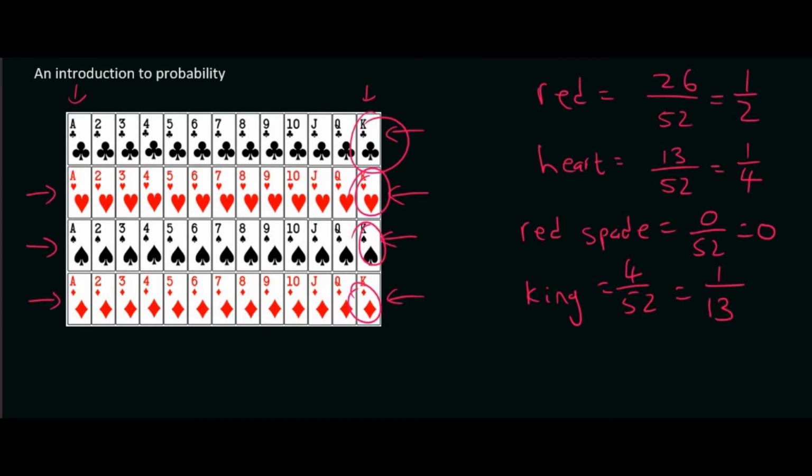And then what is the chances of choosing a heart king, or a king that is a heart? Well, there's only one of those. So that's 1 out of 52.